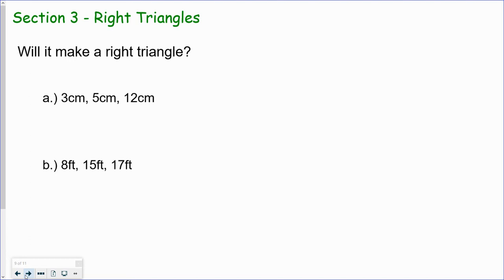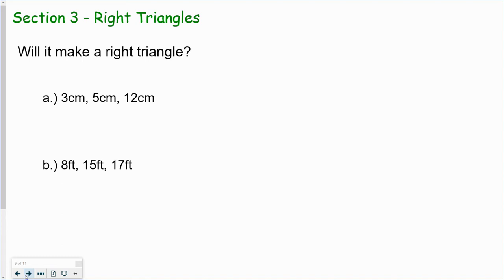Again, if you have questions, pause it. We're going to the final section here: right triangles. The first question you need to be able to answer is, do these sides actually make a triangle? This is when I did the activity. So if I have a triangle of 3, 5, and 12, can I make a triangle? And will it make a right triangle?